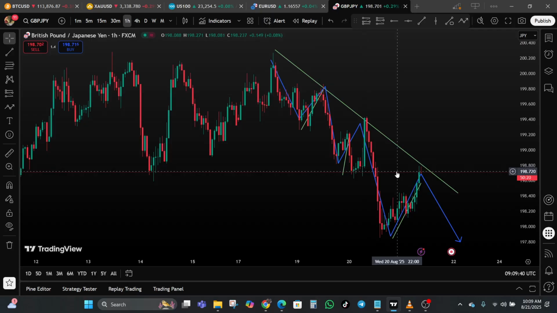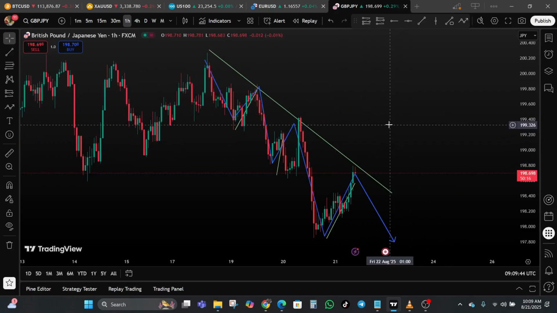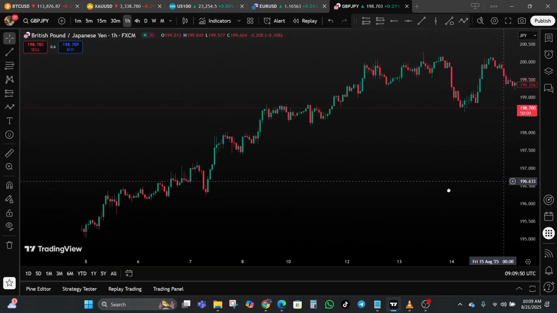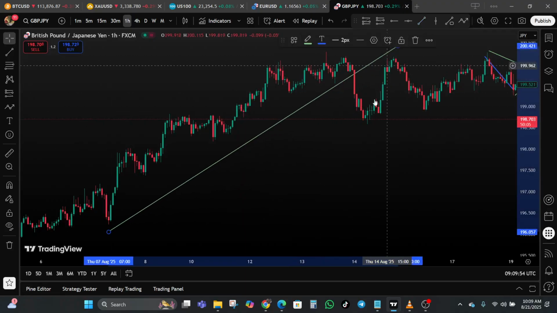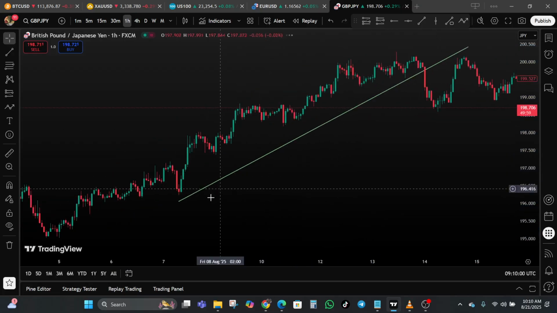So now, the first step in the ICT pullback strategy is identifying market structure. Is the market bullish or bearish? So in an uptrend, like what we have here, in an uptrend, you want to see displacement to the upside, followed by a pullback into a discount level.